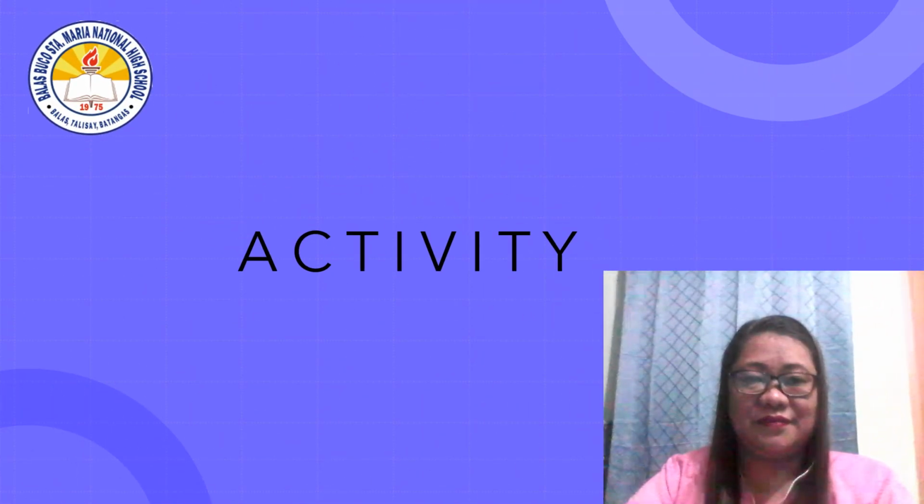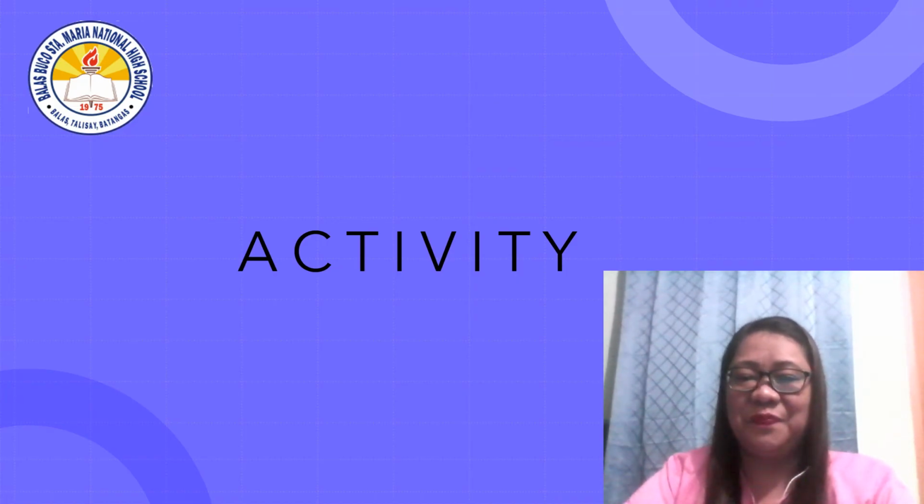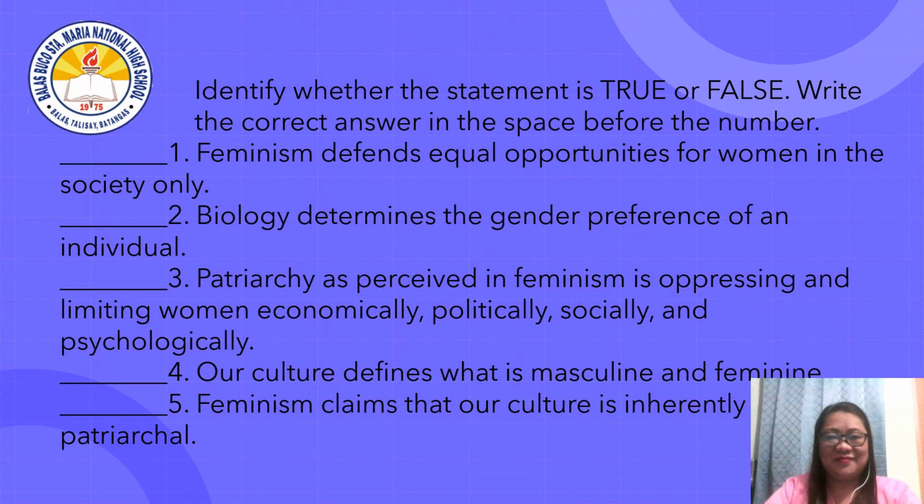And now let us have this activity. Accomplish this on an extra page of your learning activity sheet. Directions. Identify whether the statement is true or false. Write the correct answer in the space before the number. Number 1. Feminism defends equal opportunities for women in the society only. Number 2. Biology determines the gender preference of an individual.